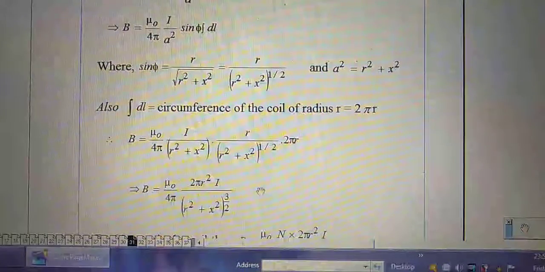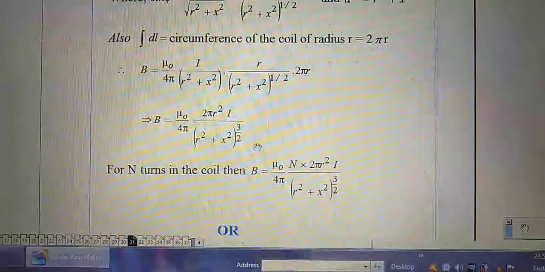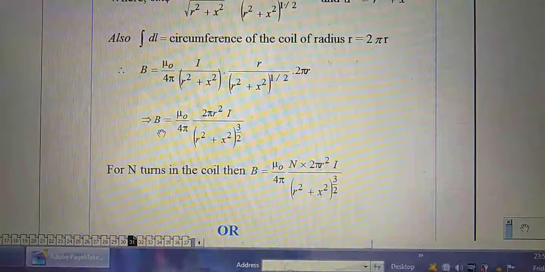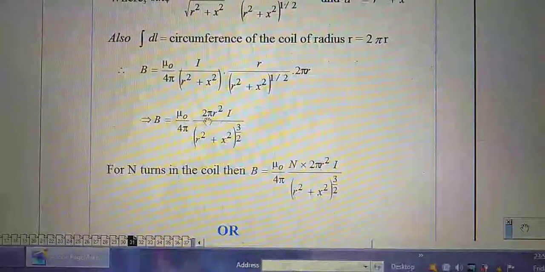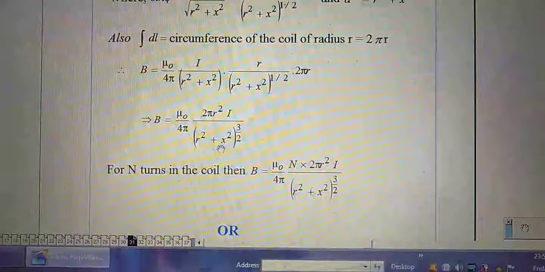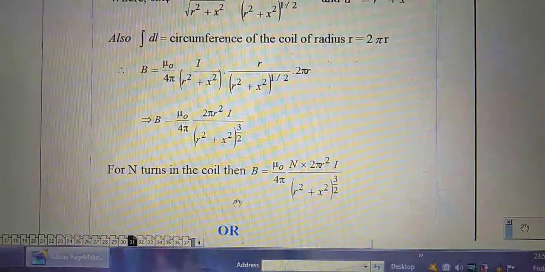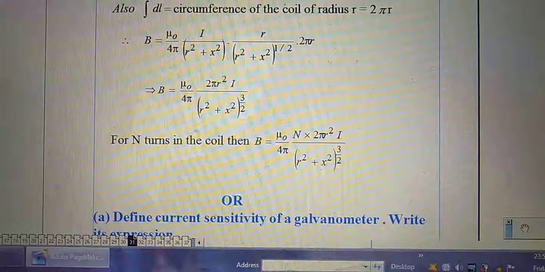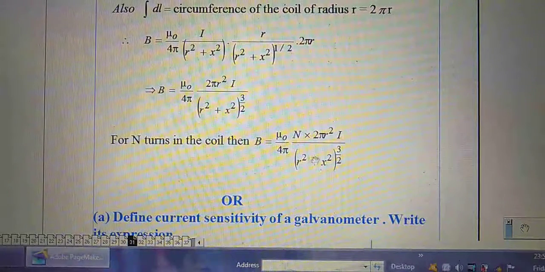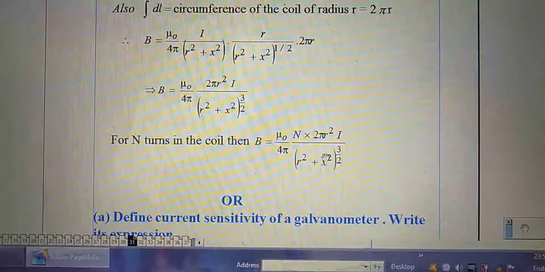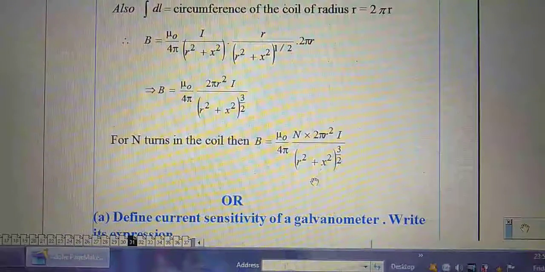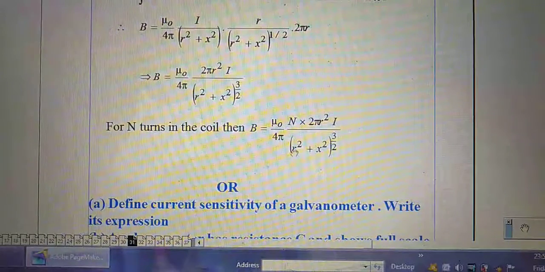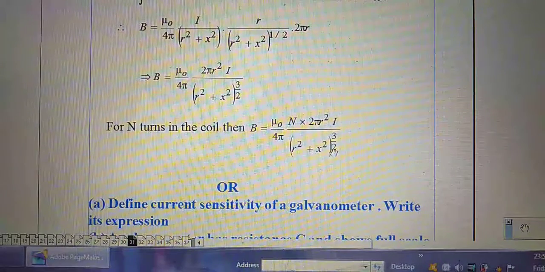So insert all these values and calculate, and we found B equals mu naught by 4 pi times 2 pi r square I divided by (r square plus s square) to the power 3 by 2. Since they asked for n turns, for one turn the value is this much, so for n turns you should multiply this value by n. So how much did you get? B equals mu naught by 4 pi, n into 2 pi r square I, divided by (r square plus s square) to the power 3 by 2.